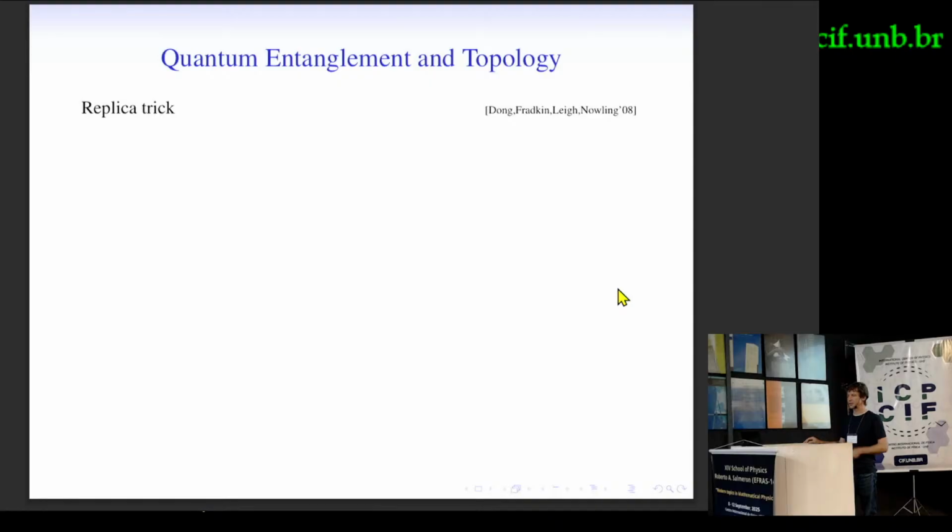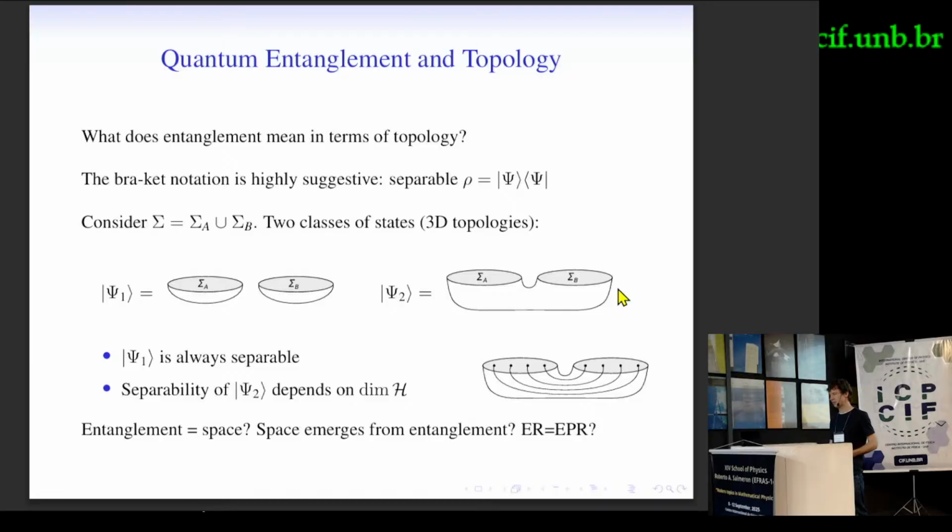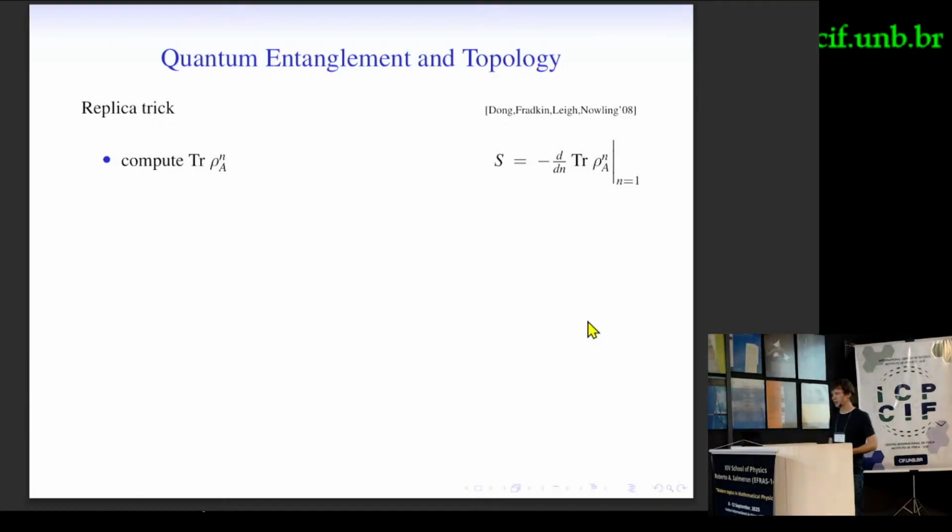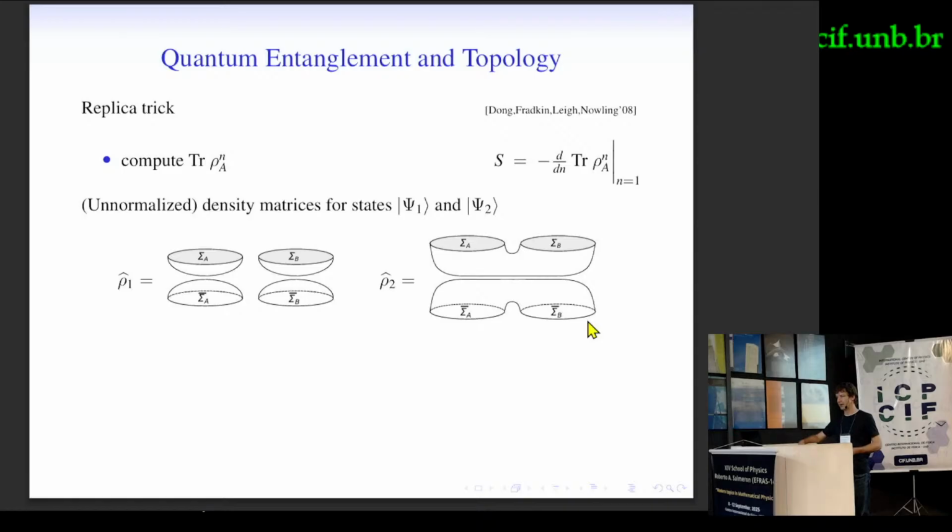And well, we can now use the replica trick and try to check explicitly the entanglement entropy for the two states and check that indeed one is entangled and the other one is not. So how do we do the replica trick? We need to compute the density matrix, the reduced density matrix, and the powers of the reduced density matrix, then compute the trace, analytically continue, and so on. So this is how we compute the density matrices. This is the left state, the right state.